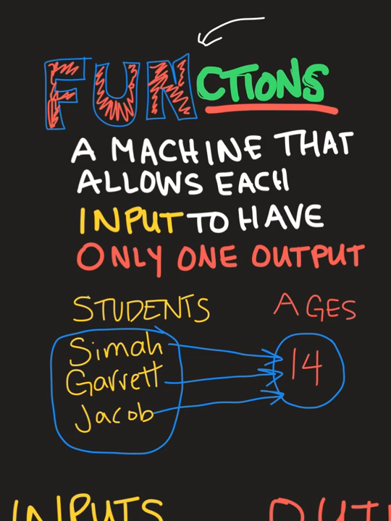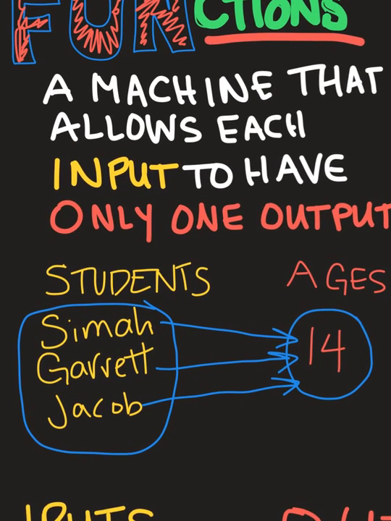So a function, we defined it as a machine that allows each input to have only one output. And the first thing we looked at was a diagram kind of like this. And we said, if our input is students, each student can have only one age, only one output. So it makes sense to say that Seema could be 14, Garrett could be 14, and Jacob could be 14. So all of you could have the same ages, but it wouldn't make sense if I tried to say Jacob could be 14 and 18. So no input is allowed to have two different outputs. That makes it not a function.